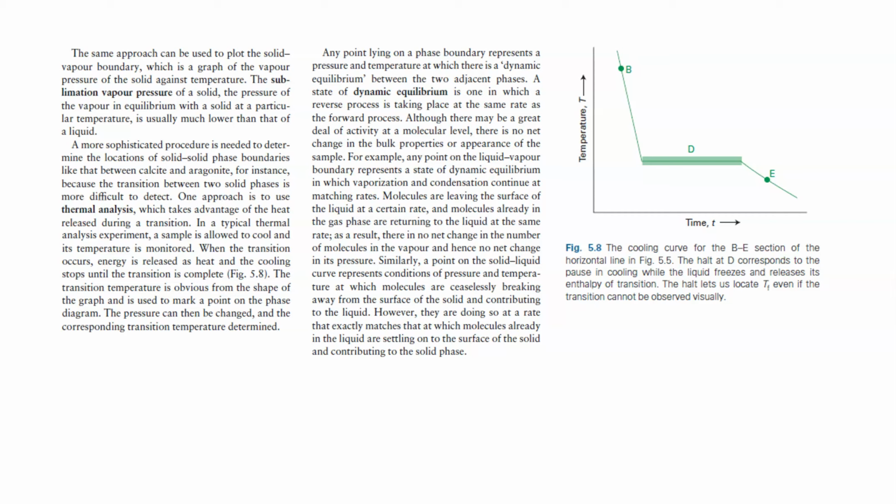Any point lying on a phase boundary represents a pressure and temperature at which there's a dynamic equilibrium between two adjacent phases. A state of dynamic equilibrium is one in which a reverse process is taking place at the same rate as the forward process. Although there may be a great deal of activity at a molecular level, there's no net change in the bulk properties or appearance of the sample. For example, any point on the liquid-vapor boundary represents a state of dynamic equilibrium in which vaporization and condensation occur at matching rates. So you have a forward rate and a reverse rate, and those rates are equal.